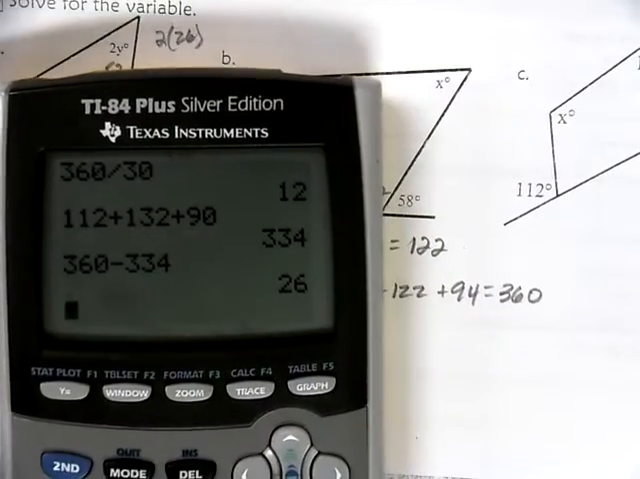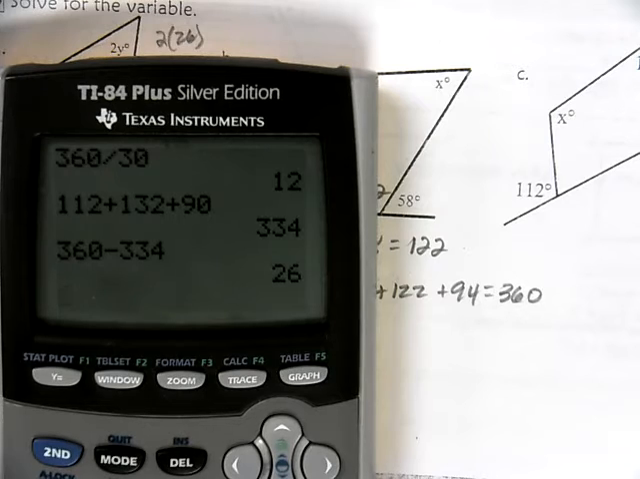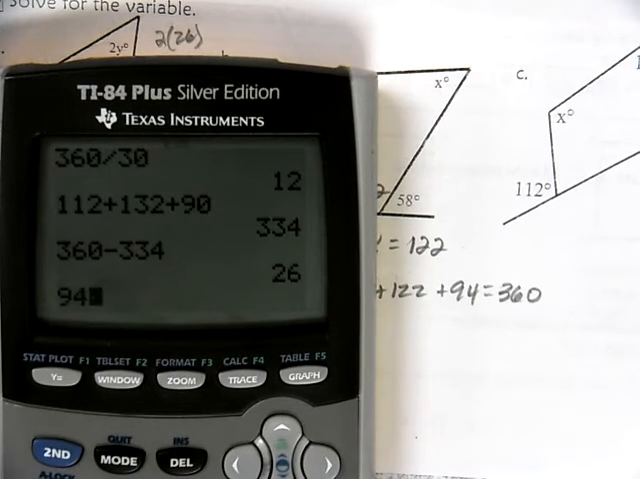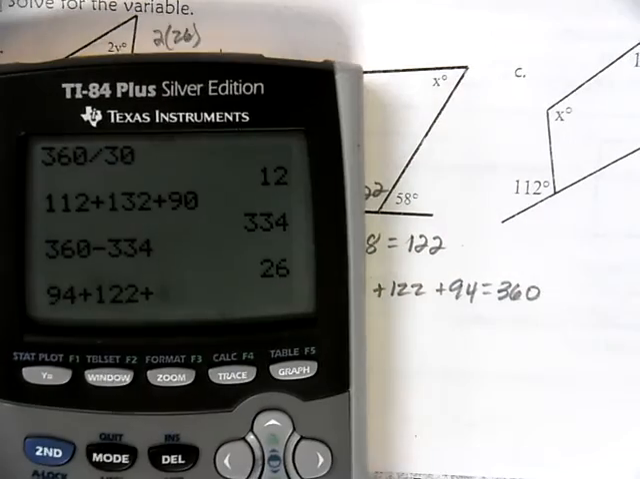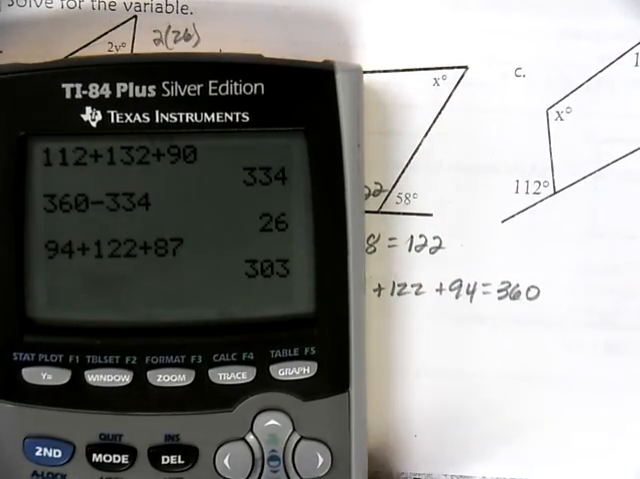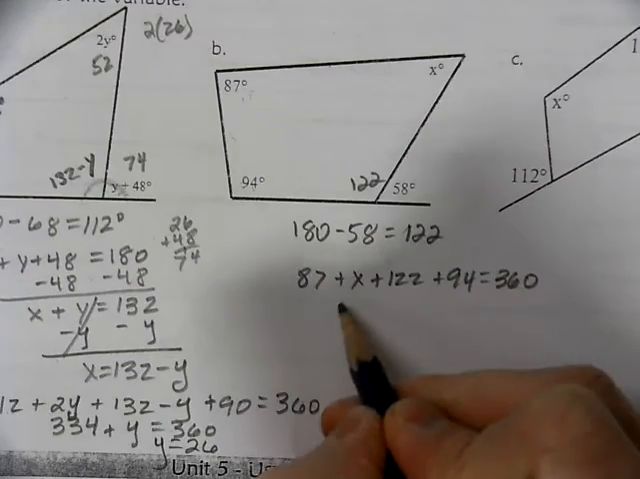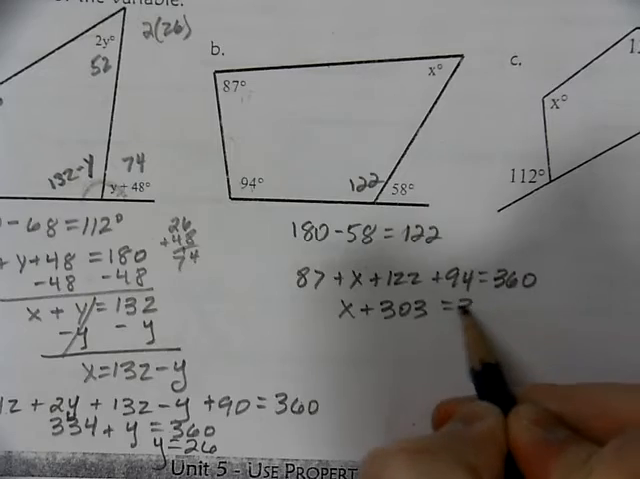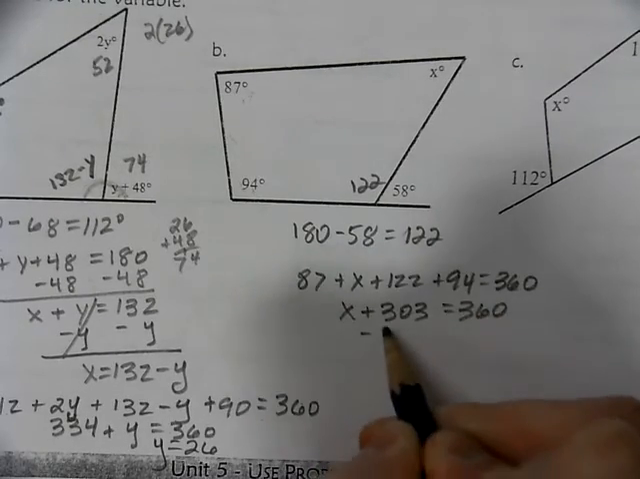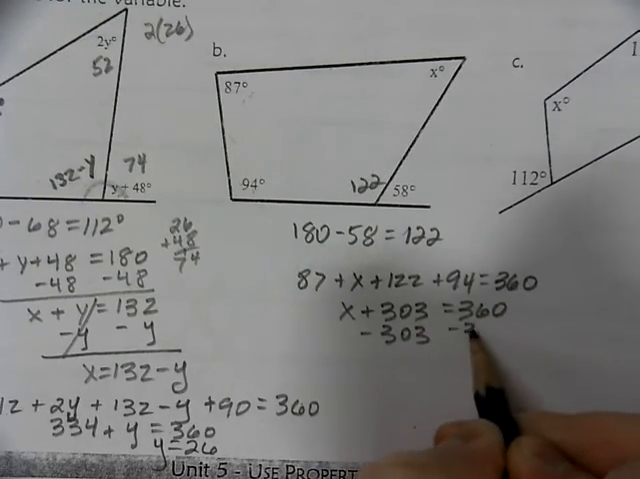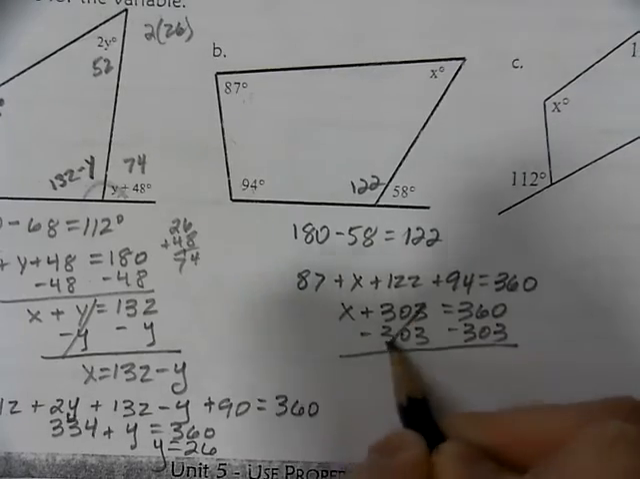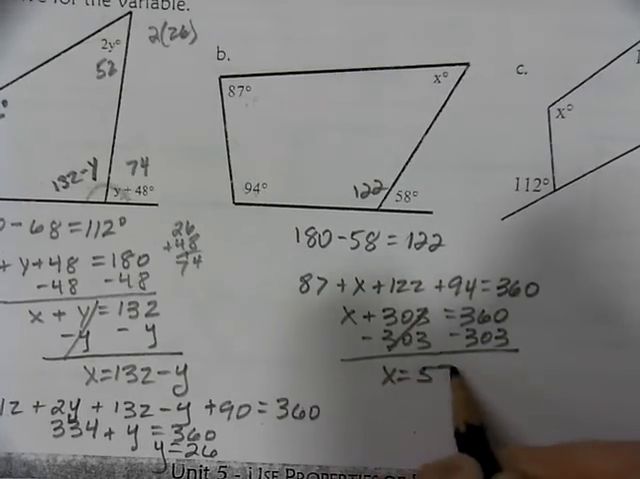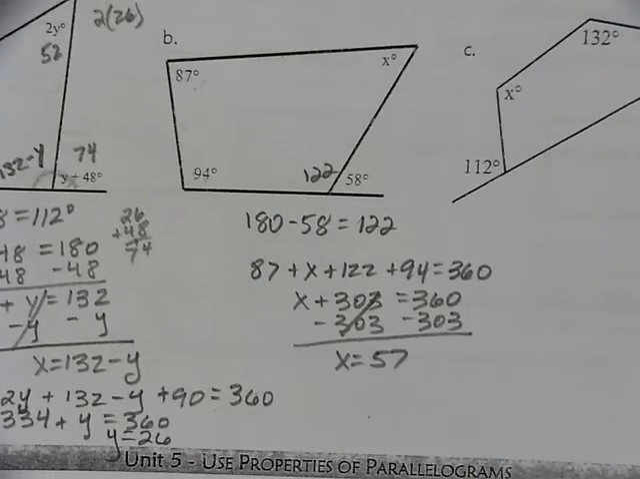Alright. So we're going to take our 94 and our 122 and our 87. That comes up to 303. X and 303 is 360. So we subtract our 303 and figure out that x would have to be 57.